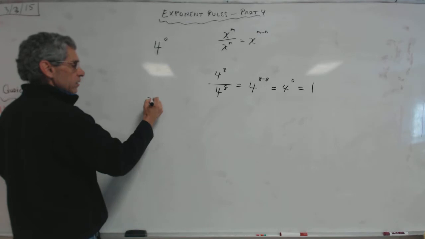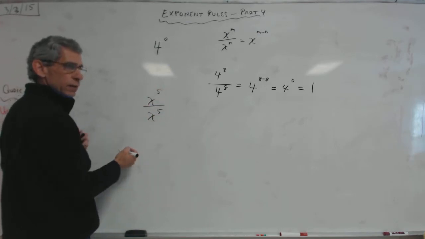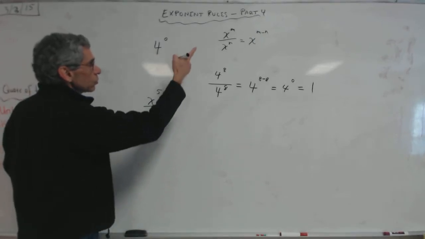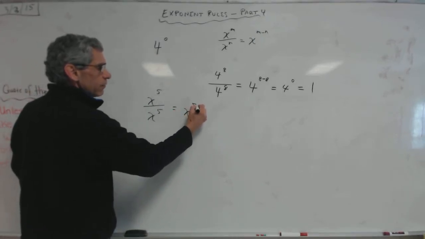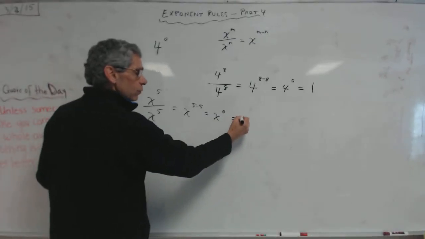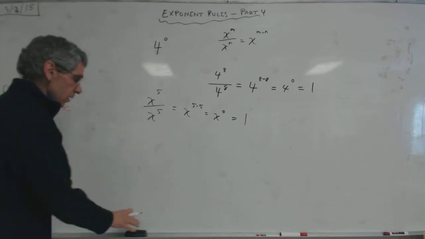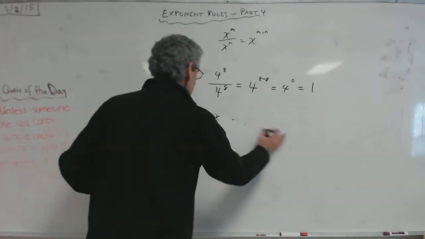What about this? x to the 5th over x to the 5th. That would clearly be 1, right? If I use this rule, it would be x to the 5 minus 5, which is x to the 0. That means anything to the 0 power is 1, because this is 1, right? All right, so you're going to love this.